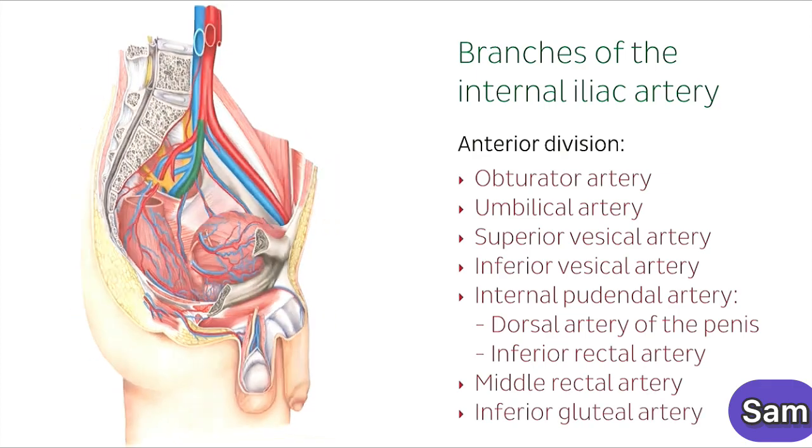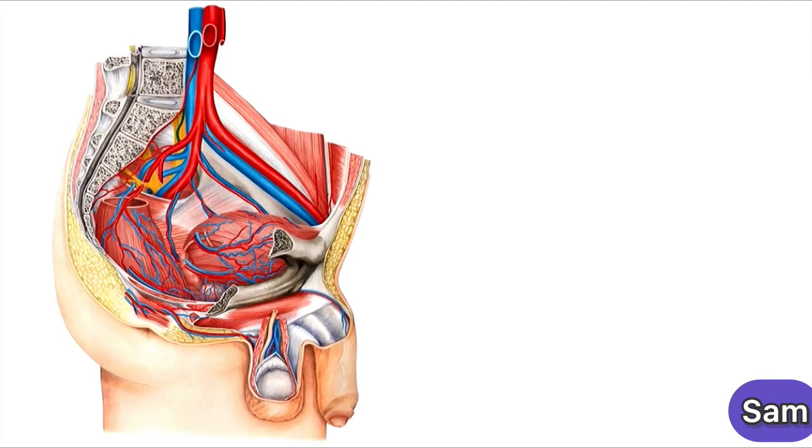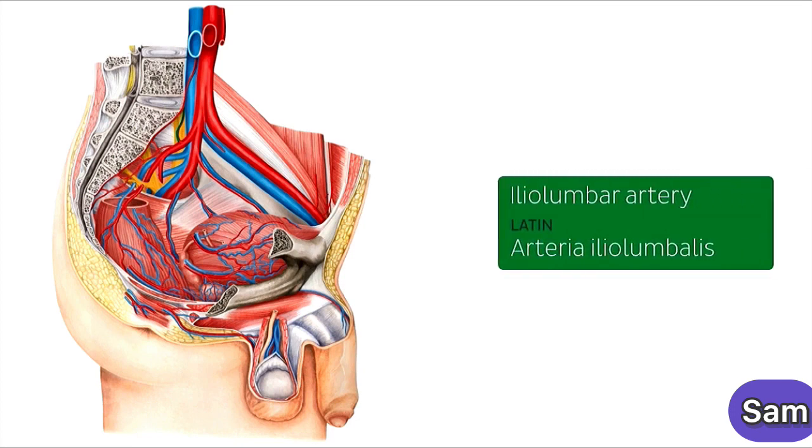Let's start with this one that you see here highlighted in green. Notice here on the image, this highlight here is showing the iliolumbar artery. So this one is the first branch of the posterior division of the internal iliac artery. Now the iliolumbar artery is the first branch to arise from the posterior division of the internal iliac artery.